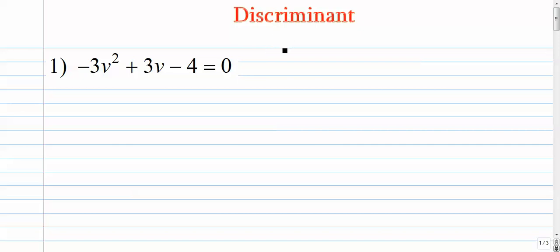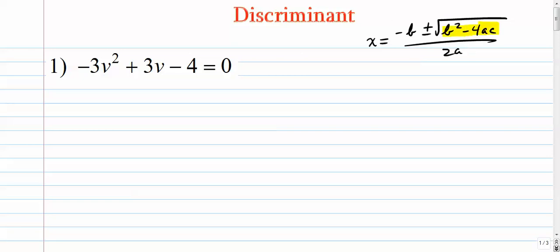Alright, 3 quick examples here on how to find the discriminant of a quadratic. First of all, this word right here, discriminant, basically stands for, if we look at the quadratic equation, we have negative b plus or minus square root of b squared minus 4ac over 2a. The discriminant applies exclusively to the radicand underneath the radical symbol. So the discriminant is defined as simply b squared minus 4ac.